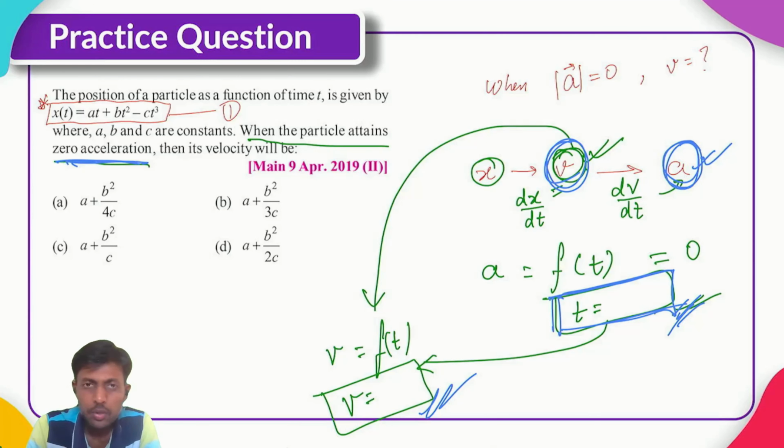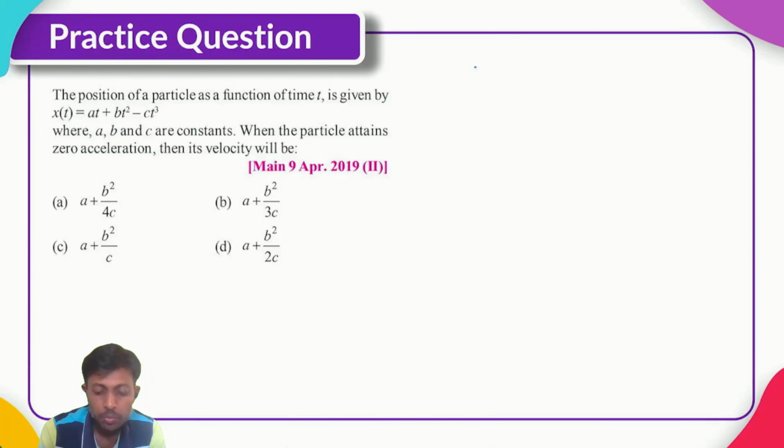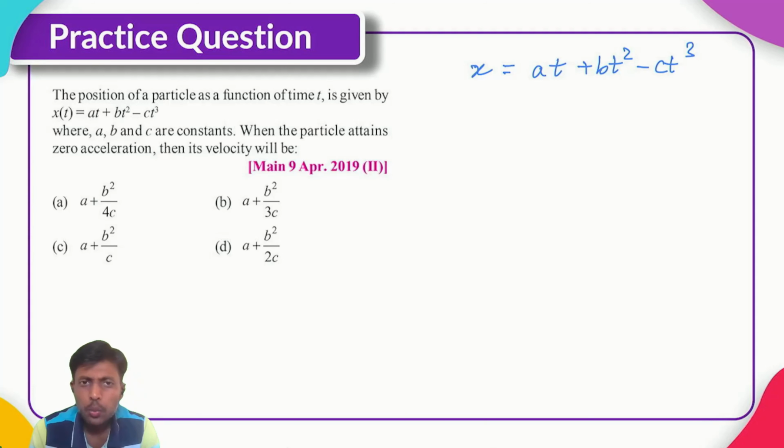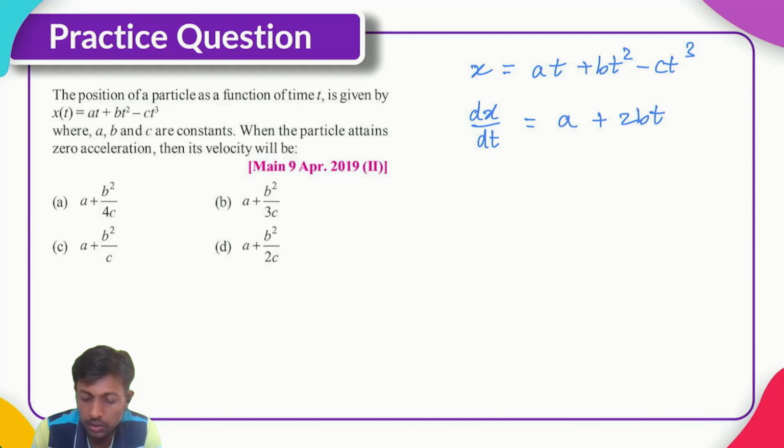Now let's jump into the solution. So x, or position, varies like at plus bt square minus ct cube. Velocity, we just differentiate it once with respect to time. So dx by dt will be a plus 2bt minus 3ct square. All right. And dx by dt is actually the velocity. So now I have the expression for velocity. Velocity is equal to this.